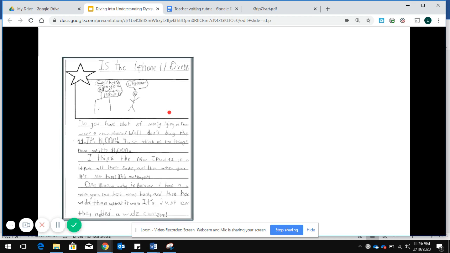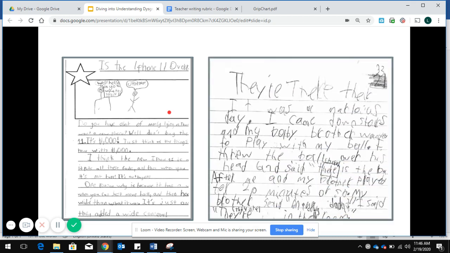Okay, I want you to take a look at this writing sample. Do you see any of those characteristics that we have discussed so far? Now let's take a look at this one again. Now let me ask you this. Do you think this is the same student? Yes, it is the same student. What's the difference? This one, he's on medication. On this one, he was without medication.